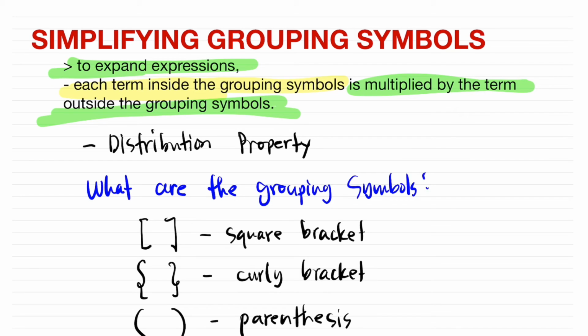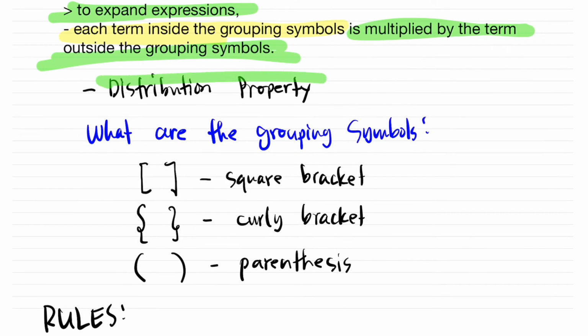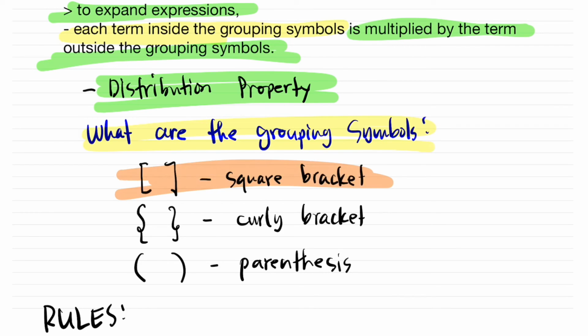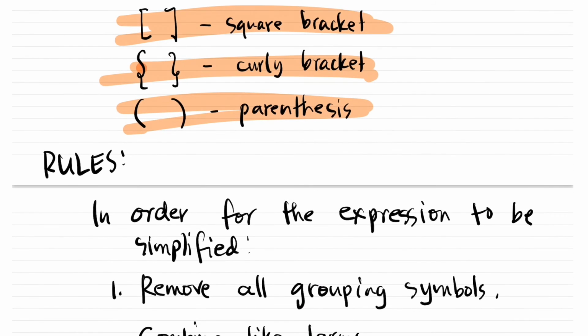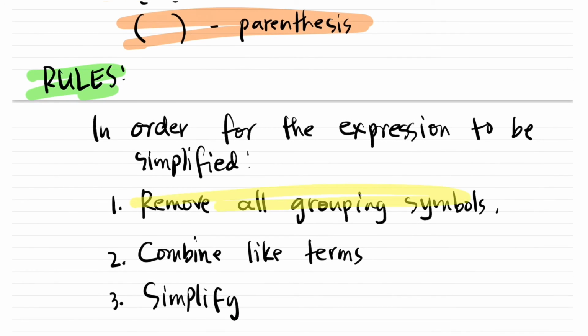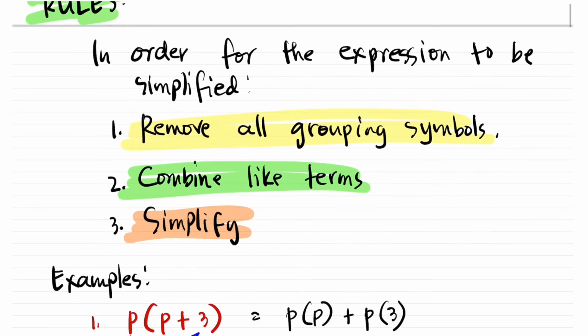So again, this is how we simplify grouping symbols. Alright, the first thing is you have to expand the expression, and we commonly use the distributive property, and we identify what the grouping symbols are. So we have a square bracket, a curly bracket, and the famous one, the parentheses. Now there are certain rules that we need to follow so that we will be guided on what we're going to do. Alright, the first one is remove all grouping symbols. You have to remove them. Second, you combine like terms if you can find any. And then the third one is you simplify your answer.